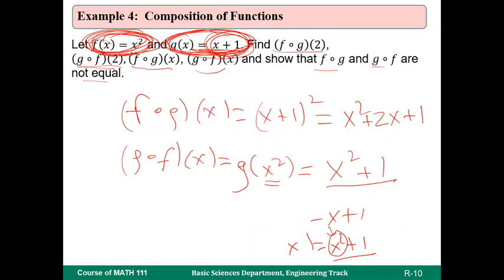Now it says, show that they're not equal. This is obvious because these two functions are not equal because they don't have the same formulas.